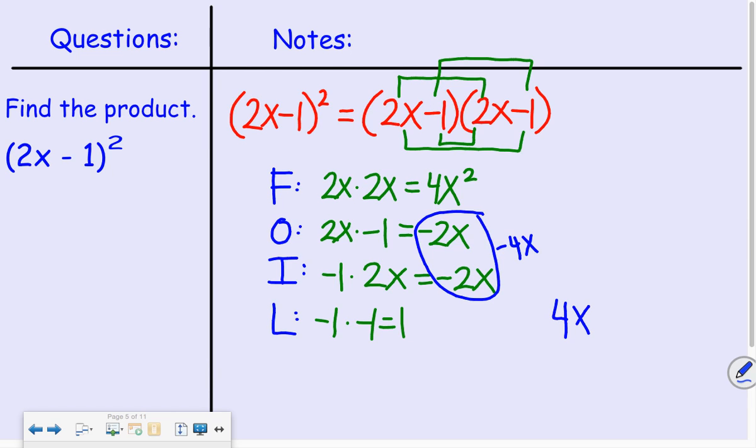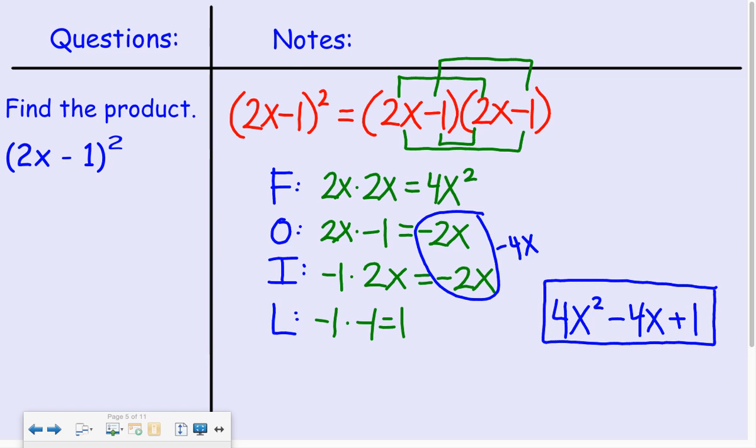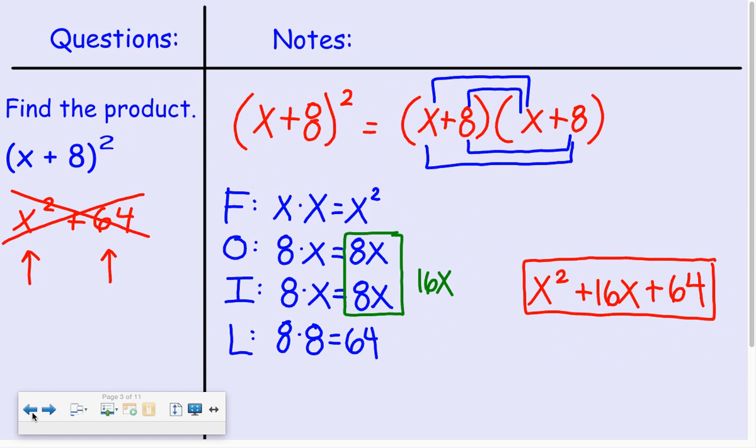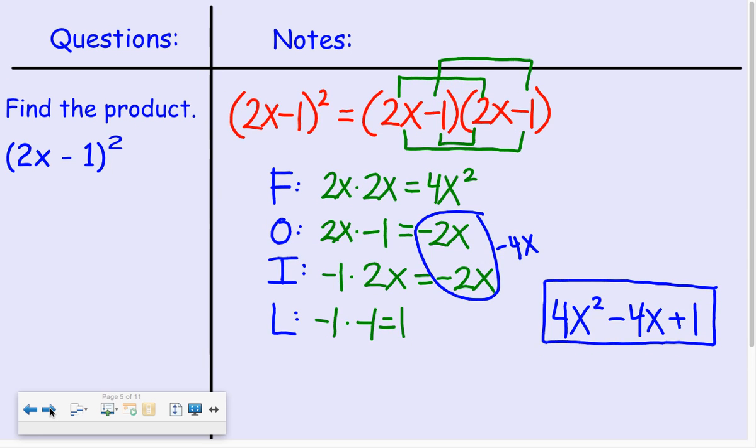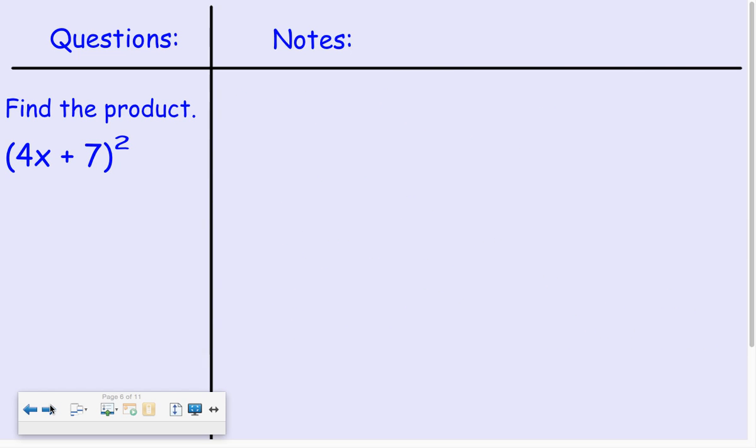You'll notice a pattern on all of these. Our O and I in FOIL is always ending up the same. So whenever you have a binomial squared, your O and I should be the same. If you look back at the earlier examples, on our first one, both the O and I were 8x. On the second one, both the O and I were -5x. On the third one, both the O and I were -2x. So whenever you have a binomial squared, your O and I in FOIL will be the same.